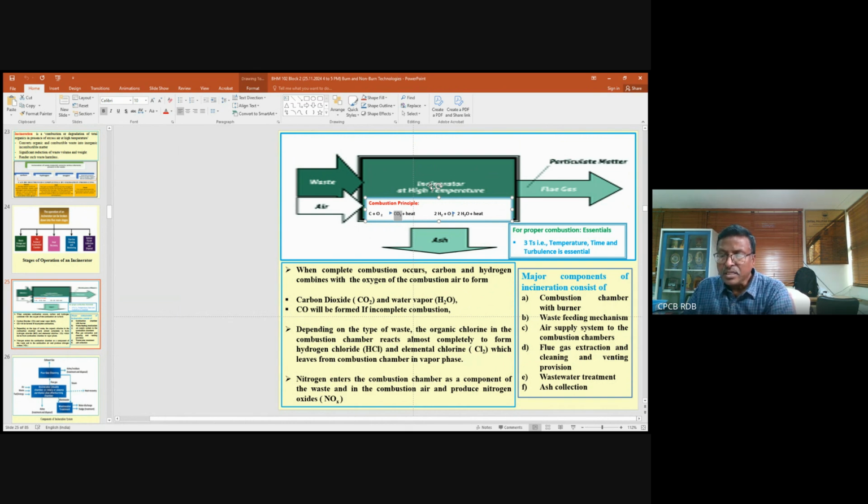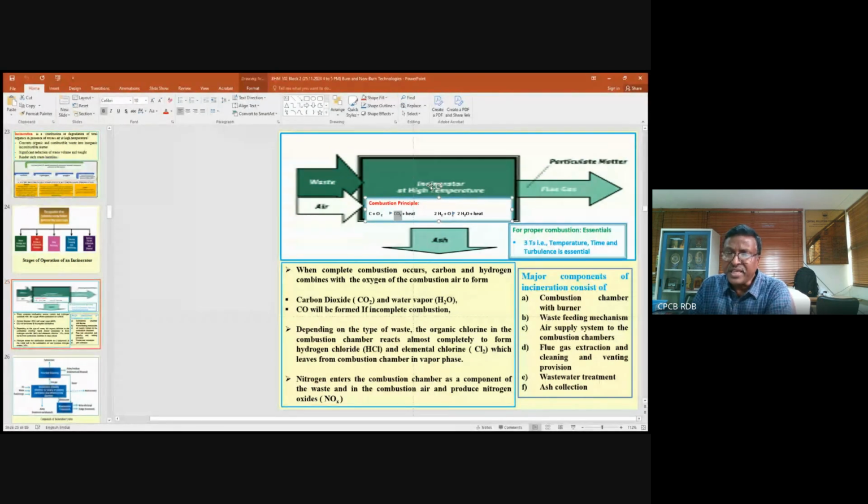Therefore, for proper combustion, the major components of the incinerator consist of a combustion chamber with a burner. Proper oxygen supply and a proper fuel to waste ratio have to be maintained in the combustion chamber so that waste is converted into carbon dioxide and ash, which are generally harmless compounds. A waste feeding mechanism should be there, an air supply system should be there, and a flue gas extraction and cleaning system should be there before venting out through the stack. And whatever scrubbing liquid is used for cleaning the gases, that wastewater that is generated has to be treated and disposed of.